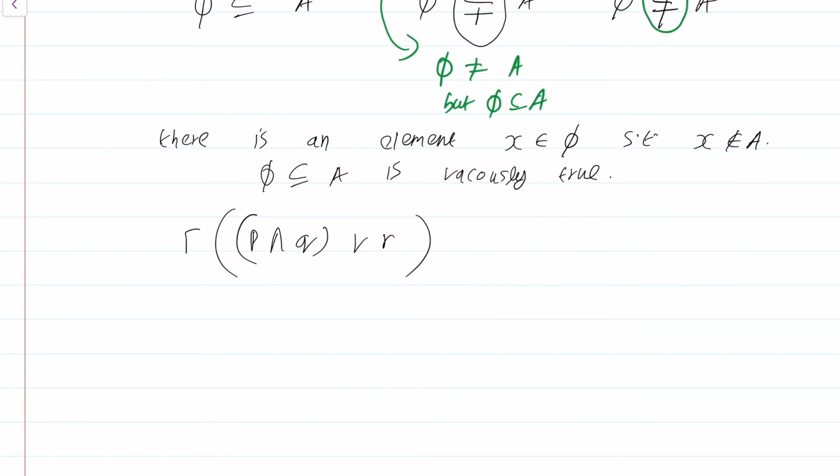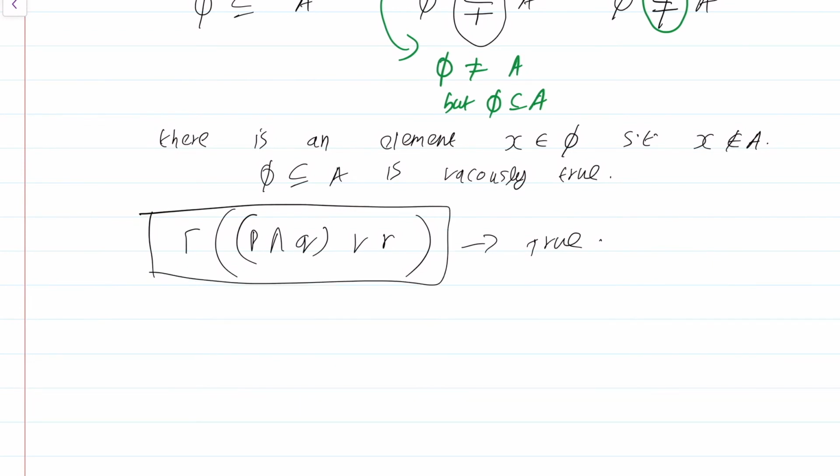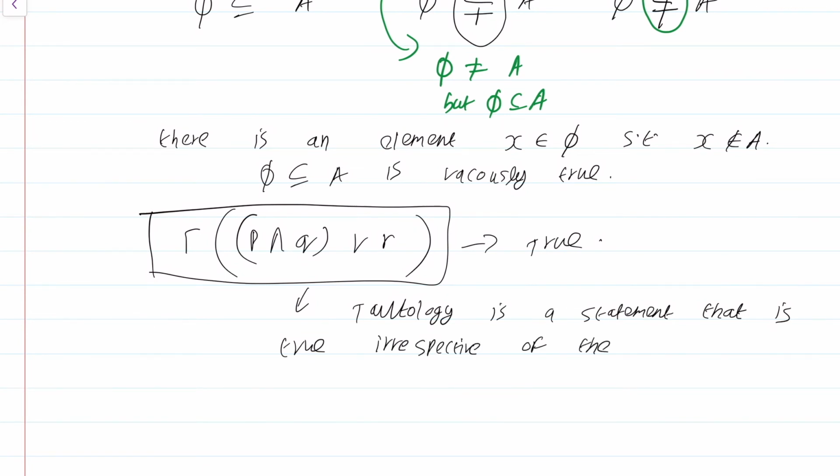Well, what does it mean for such a statement to be true? What it means is that irrespective of whether P is true or false, Q is true or false, or R is true or false, this statement should be true. Then we can say that this is a true statement irrespective of what truth values P, Q and R take. Such a statement is called a tautology. A tautology is a statement that is true irrespective of the truth values of the individual constituents.